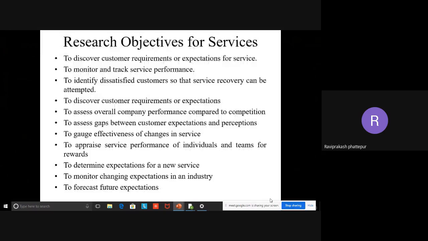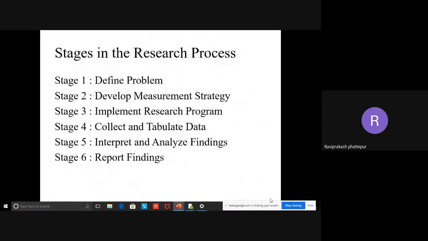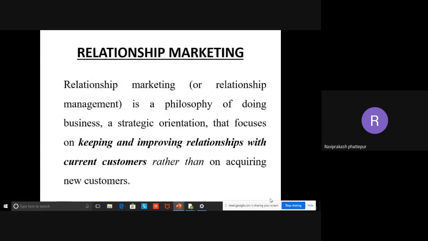Then what could be your research objectives for services? If you are going for research, then we saw criteria for an effective service research program. What all criteria there should be for a particular research program to be very effective in terms of the service that you are looking into. Then stages of the research process. So what are the different stages? Define the problem, develop measurement strategy, implement research program, collect and tabulate data, interpret and analyze findings, and report the findings to the person who has asked you for them.